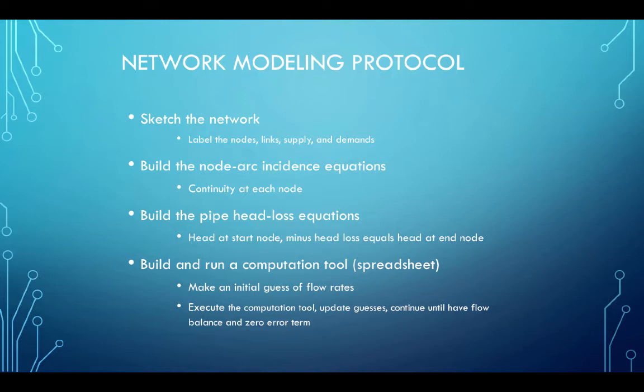Then build and run the computational tool. In the case of a spreadsheet, you'd make an initial guess of flow rates and node elevations, execute in node heads, execute the computation tool, update the guesses, and continue until you have a flow balance and a zero error term, or stop and debug your spreadsheet tool if things seem to be going awry. And that becomes obvious quickly. The heads go the wrong direction. The f of x term does not go to 0.